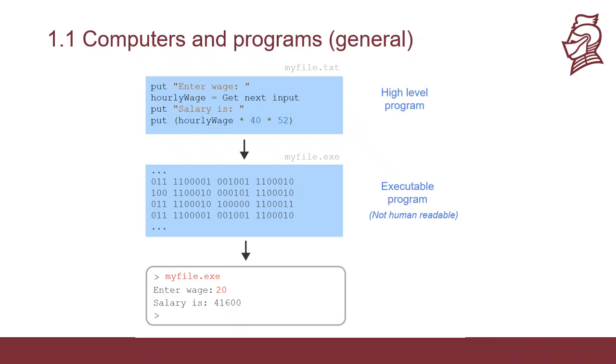Okay, so here's the output right down here. You can see it says enter wage. The person types in 20. It says salary is, whatever the salary was, 41,600. So the programmer, that's going to be you, will type this higher level code, and then the compiler will convert that code into these ones and zeros for you, which you rarely, if ever, look at. And that's the code that's actually executed by the CPU, by the computer processor.